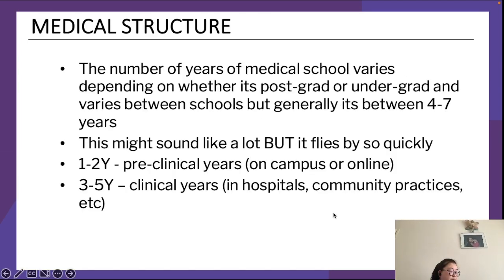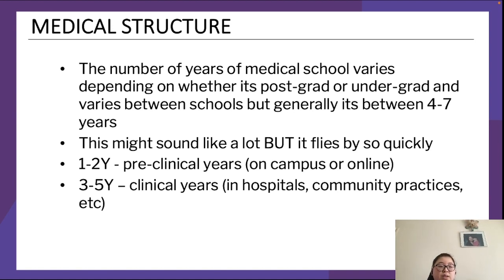So then, in terms of the medical structure itself, the number of years in medical school does vary quite a lot, depending on whether it's postgrad or undergrad, between states and between places in general. Generally, it's about 4 to 7 years, and the 4 to 7 depends on whether you do it purely postgrad or purely undergrad. So the 4 years will just be the postgrad component of the medicine course. It doesn't account for the undergrad part. So between 4 and 7, just pure medical school.